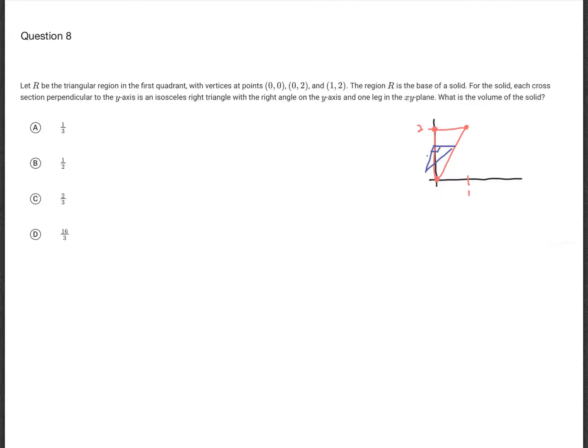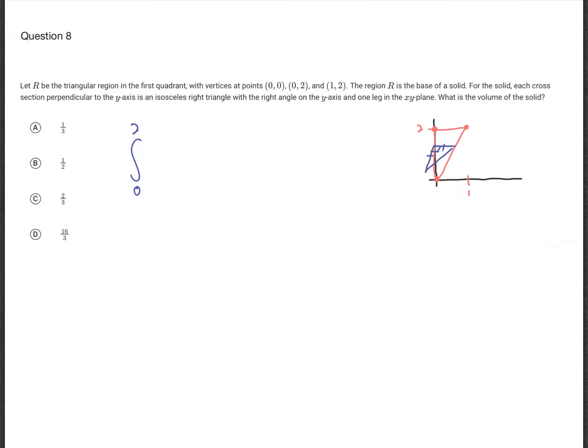Okay, so that's it. And this is isosceles, so those are equal. So that's the cross section. Everything's in terms of y because the cross sections are perpendicular to the y-axis. So the limits are going to be in terms of y. So this area goes from 0 to 2. So those will be our limits.